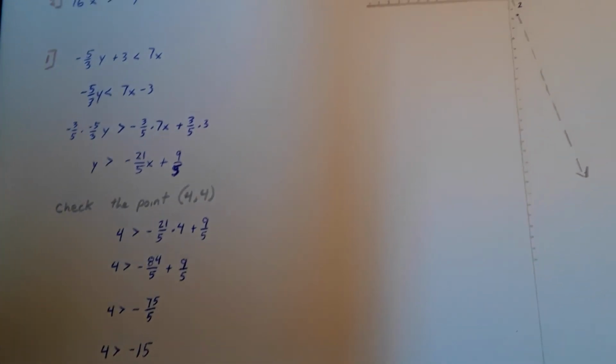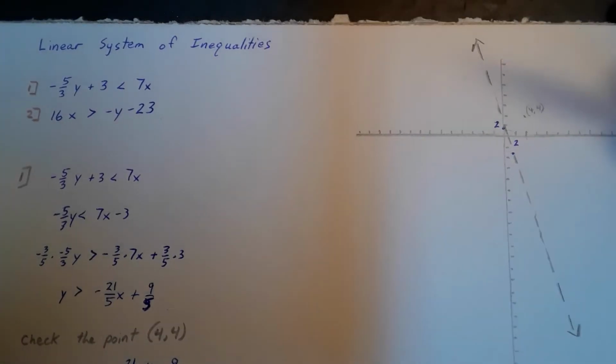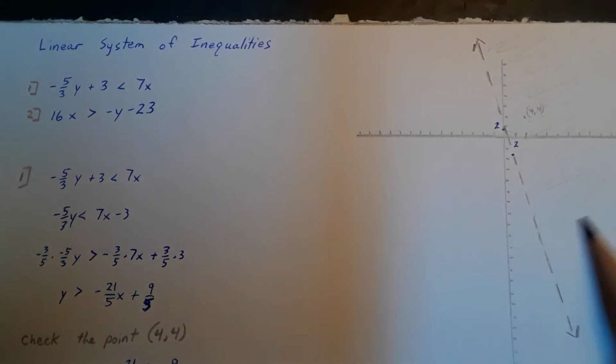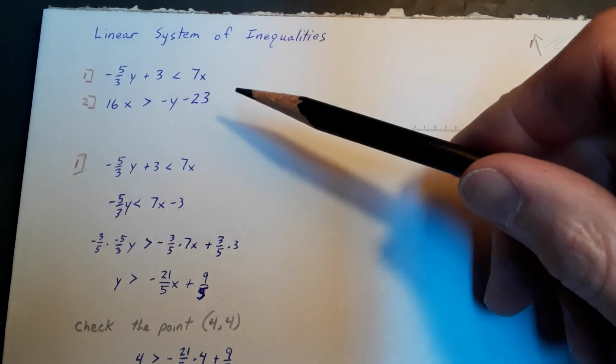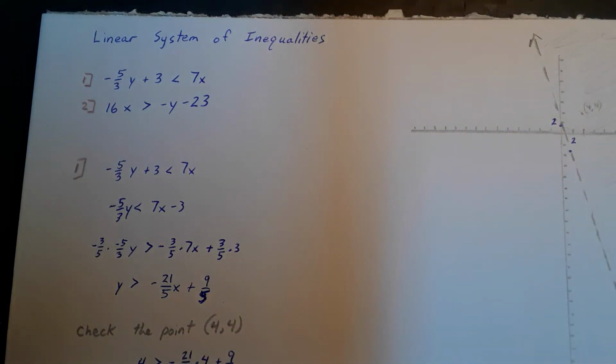So when we move back to the graph over here, we want to shade everything over here. This is all true. And now we need to go back and look at the second inequality and do the same process.